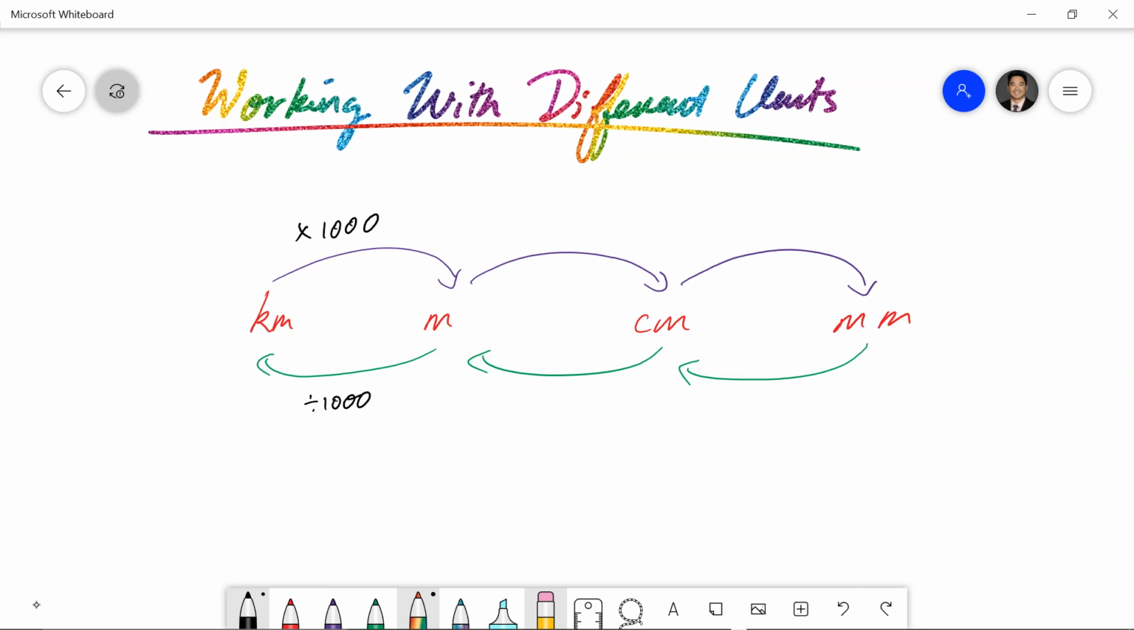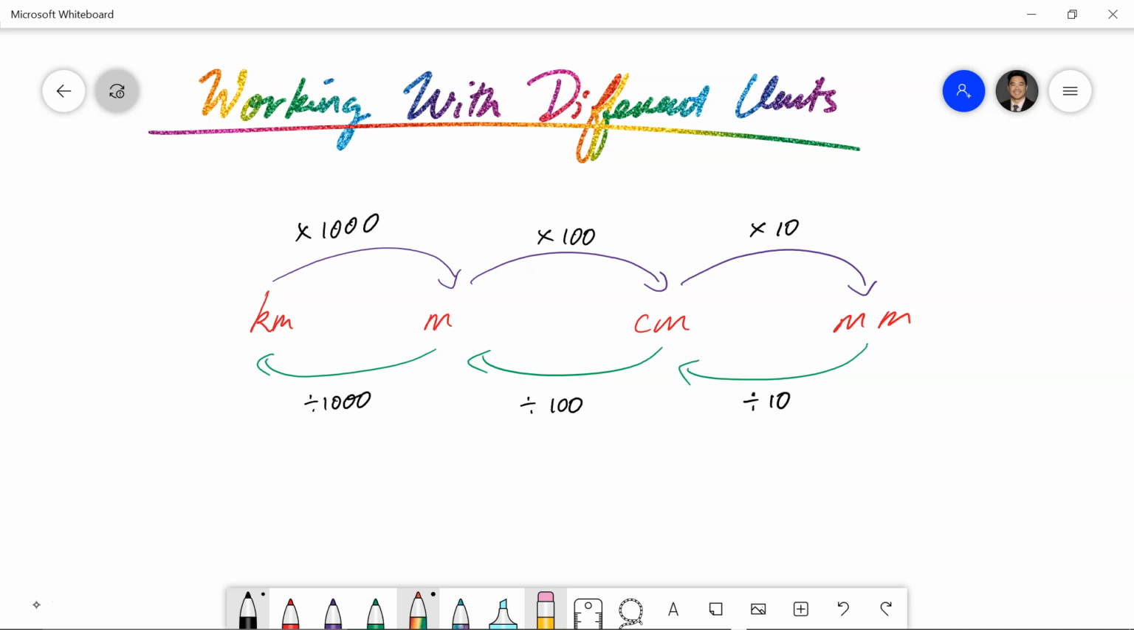Moving along, when converting meters to centimeters, there are 100 centimeters in every meter. Therefore, to convert from meters to centimeters, you multiply by 100. And if you're going backwards, you do the opposite of multiplying: you divide. Lastly, to convert from centimeters to millimeters, you should know that there are 10 millimeters in every centimeter, and to convert back from millimeters to centimeters, we divide by 10.